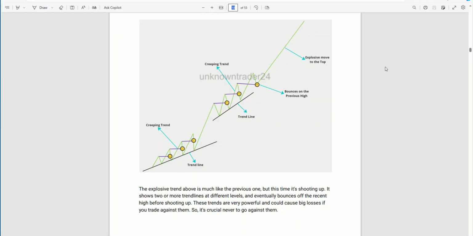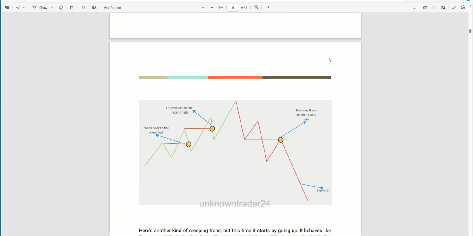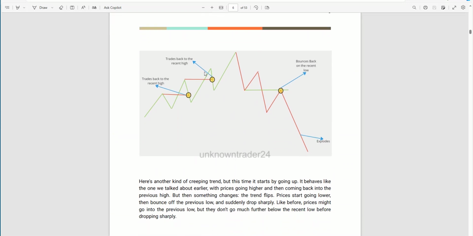Let's go to page, it's page, let's say page 5 or 6. Let's just start with 5. Yes, it's not this one. Okay, let's go to page 6. You see page 6, this is a creeping trend.